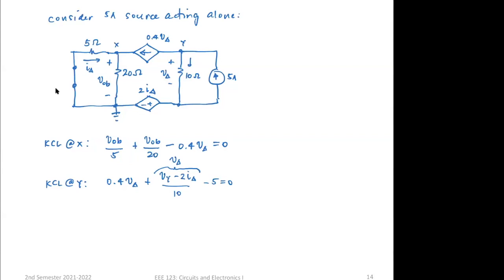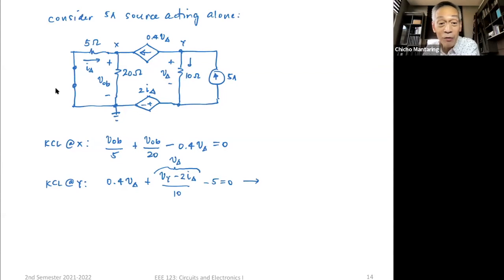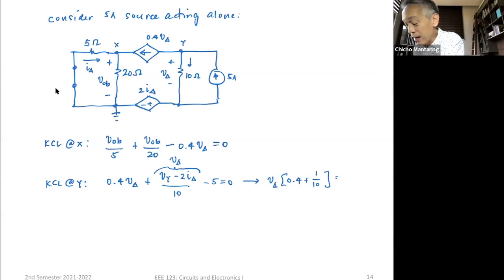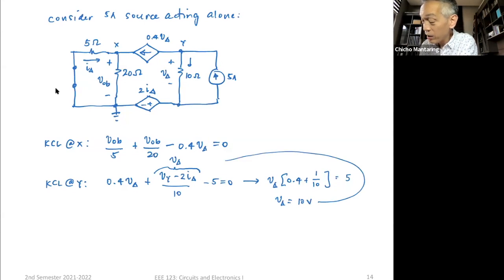Okay? So from this equation, madali na nating masosolve for V sub delta, no? Kasi yung V sub delta multiplied by 0.4 plus 1 over 10 is equal to 5. Diba? So you're going to get V sub delta, this is going to be equal to 10 volts. V sub delta is equal to 10 volts. No? So, i-plug na natin ngayon to dito. Diyan.